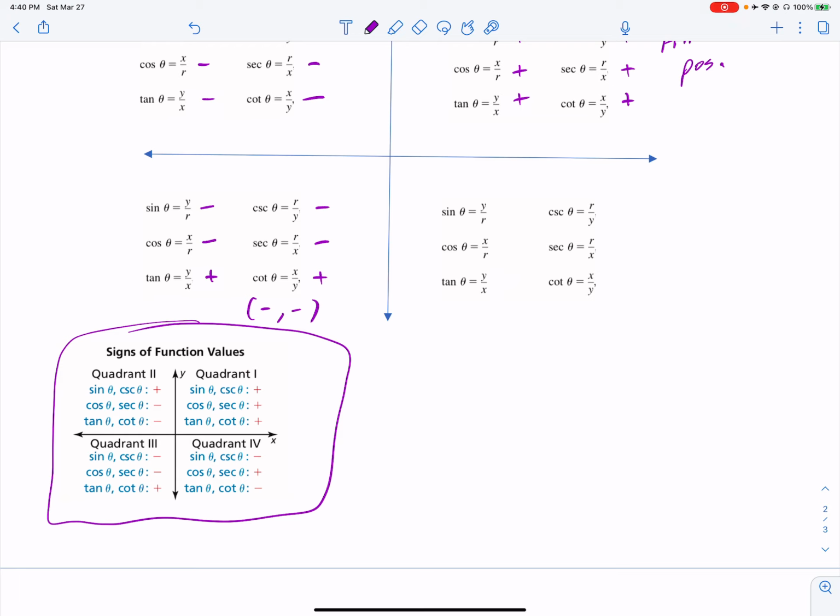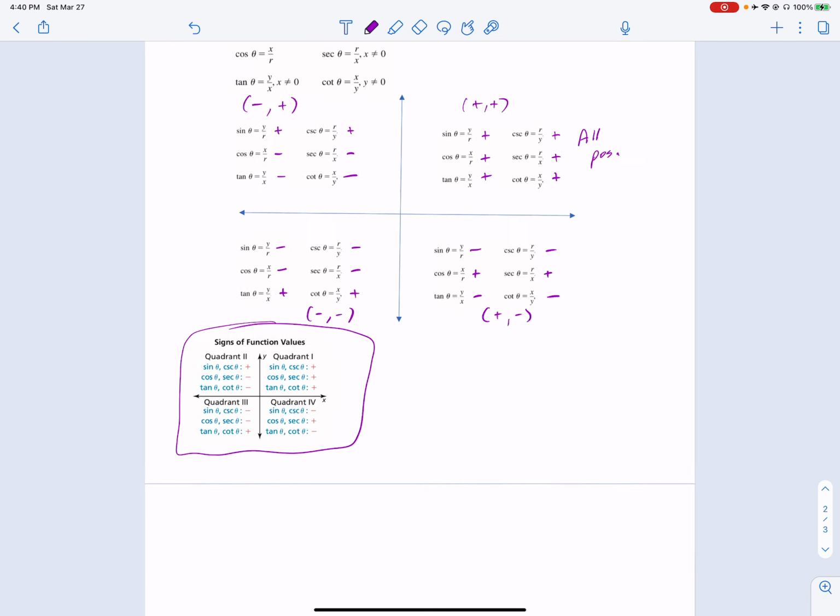And in quadrant 4, you're to the right, so your x values are positive, and your y values are negative. And so in quadrant 4, anything that deals with x and a radius is going to be positive. And so cosine's positive and secant's positive. Anything that deals with y and a radius is going to be negative. So sine and cosecant are going to be negative. And tangent deals with y and x. One's negative, one's positive, so they end up negative.